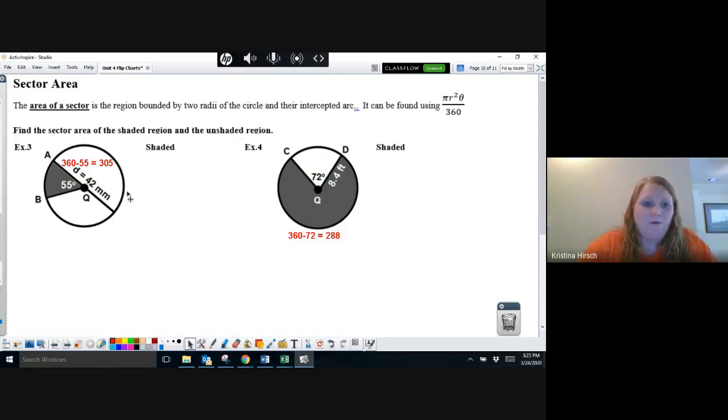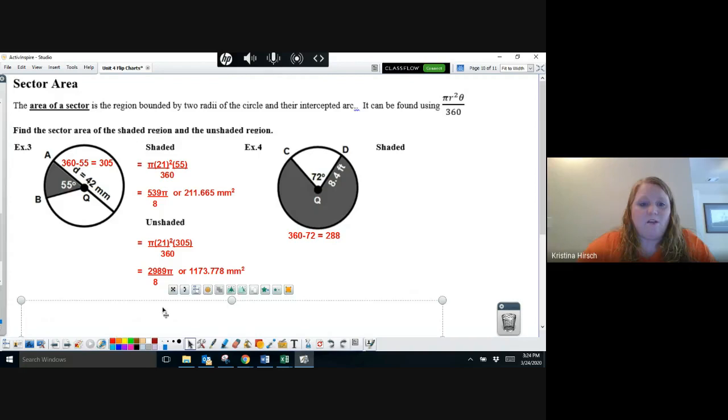So back to example 3. Again, they give us the diameter, so we do need the radius. So I substituted in 21 instead of 42. The shaded region represents 55 degrees. So when I put that in my calculator, I get 539 pi over 8, or 211 point blah, blah, blah squared millimeters. For the unshaded, I'm putting in the 305 degrees. So that's where that comes from. And you can obviously check your work.